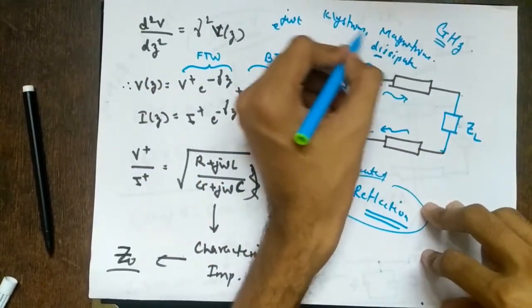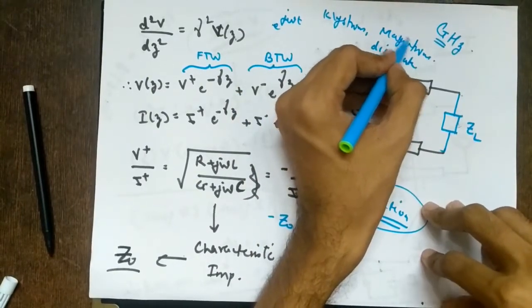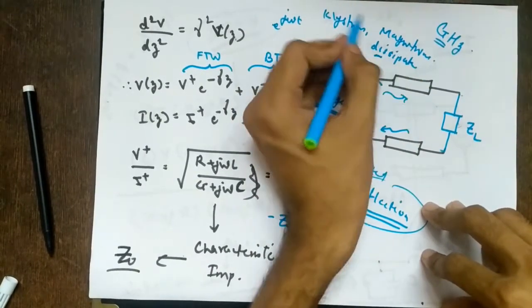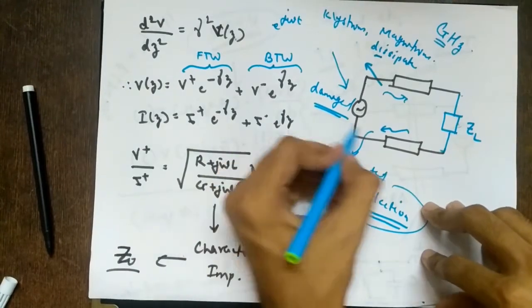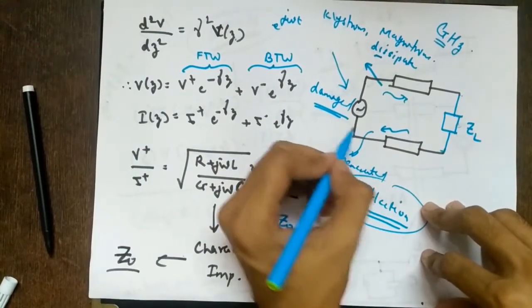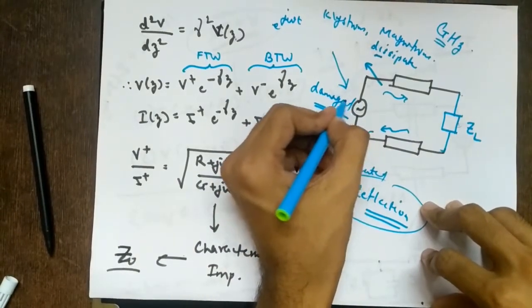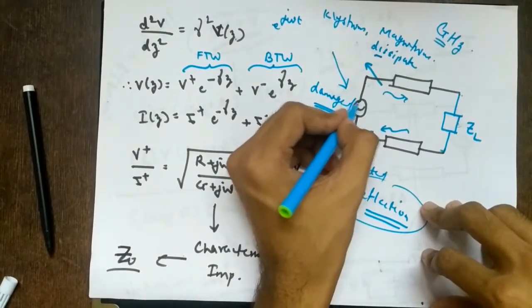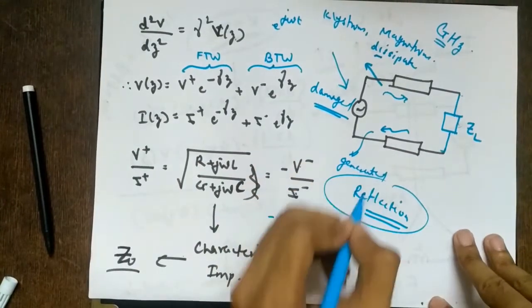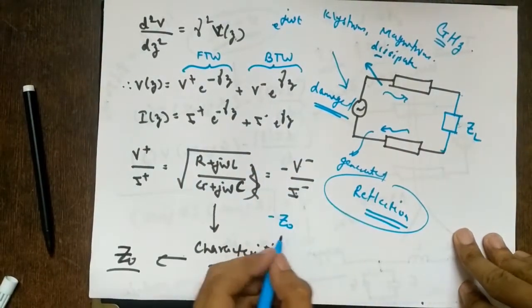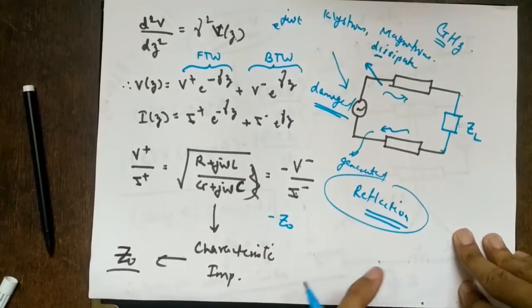Go to the market and ask for that. They are actually sold at the value of crores of rupees. So they are very costly. This reflection should be avoided at any cost, because your sources are very costly, and obviously no one wants to damage their sources, right? So reflection is very important, and we need to quantify this reflection.